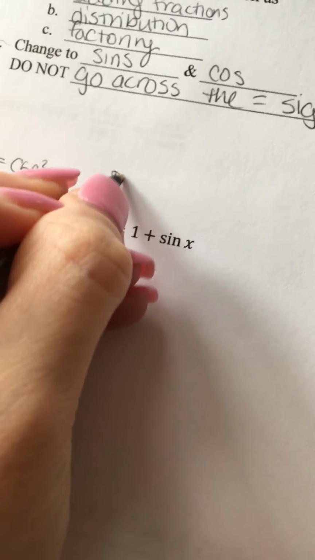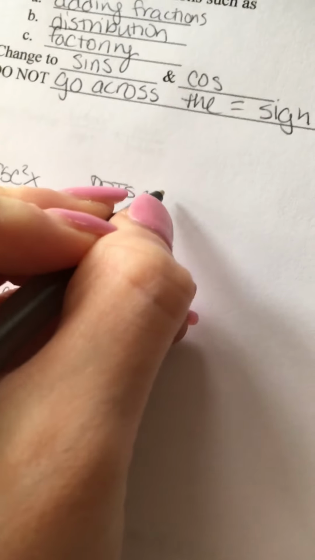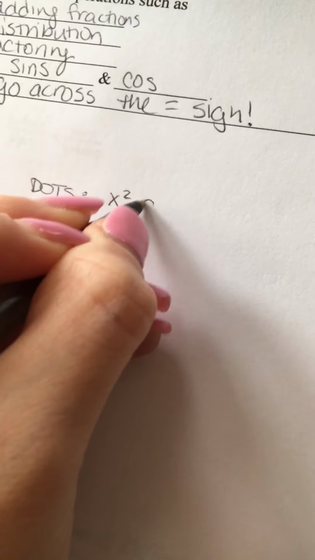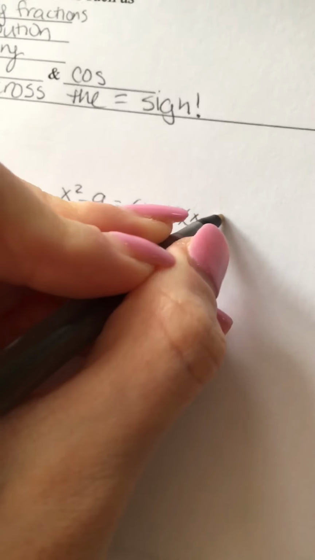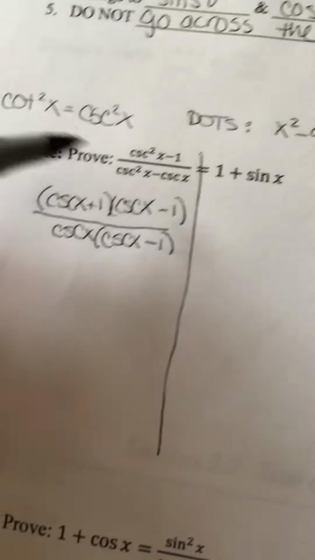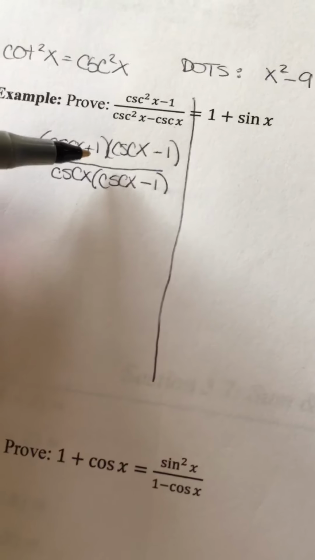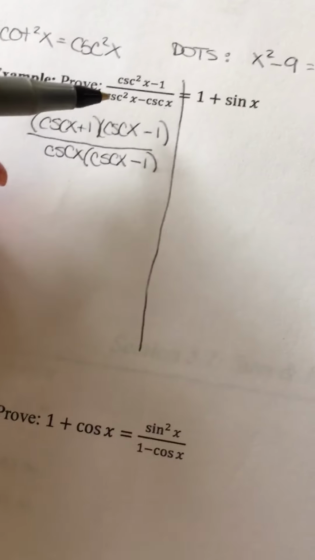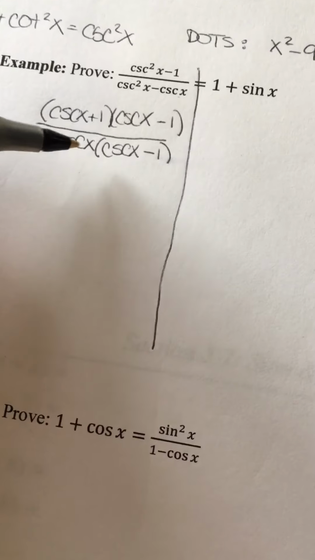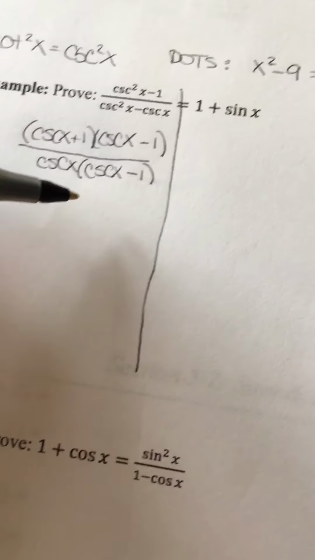Now remember, difference of 2 squares, that's like if I have something like x squared minus 9, and that became x plus 3, x minus 3. That's how you factor that. Similar thing on top, just with cosecant squareds. And then on the bottom, I just factored out that cosecant. I get cosecant of x times cosecant of x minus 1.